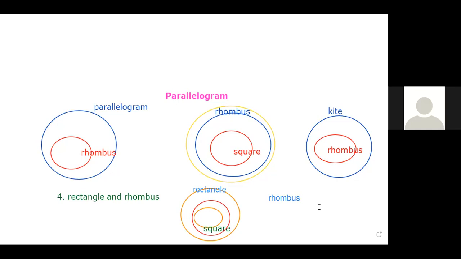Okay, so the red one is rhombus. Yes. Is it correct? Okay, now, so can the red one be rhombus? No. Okay, so let's remove the red one.